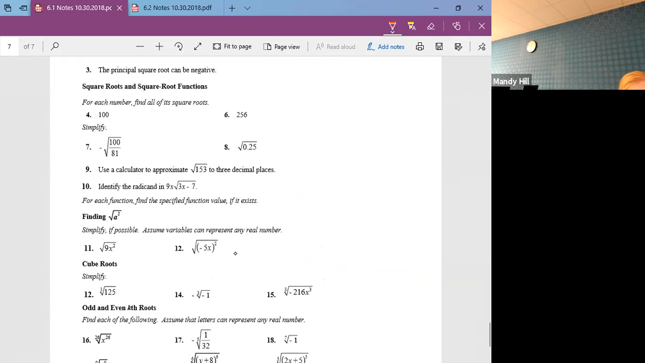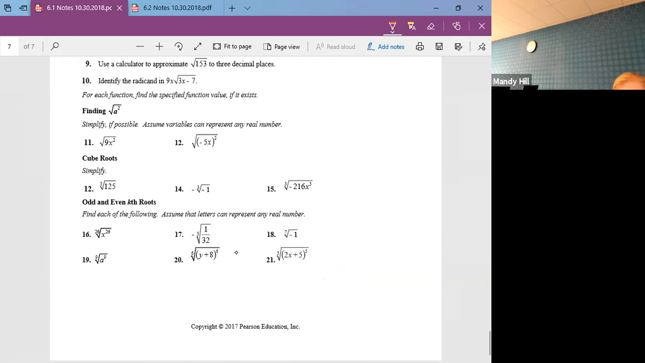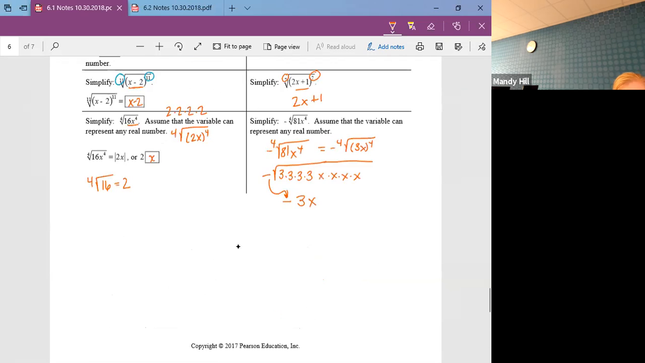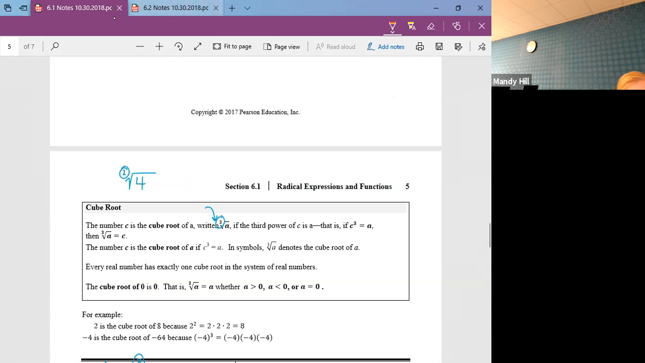Here are some example problems, extra problems that you could work if you want to. But let's go ahead and cover 6.2.